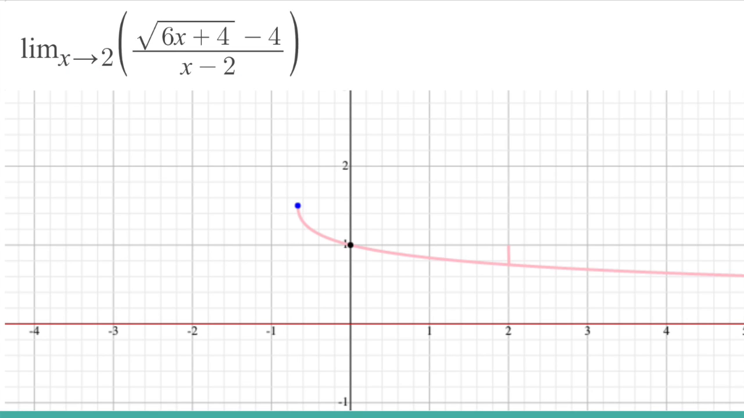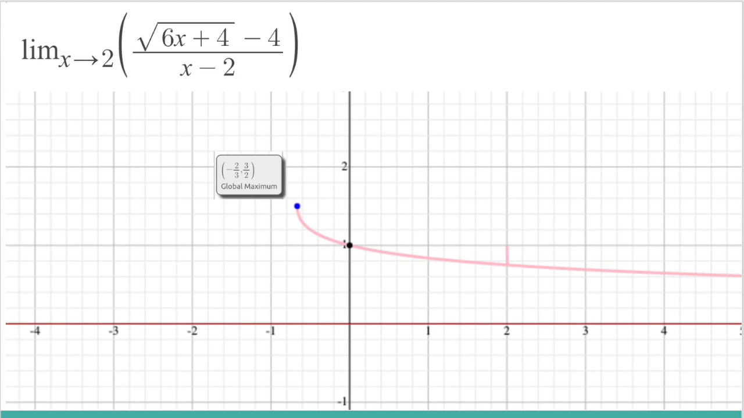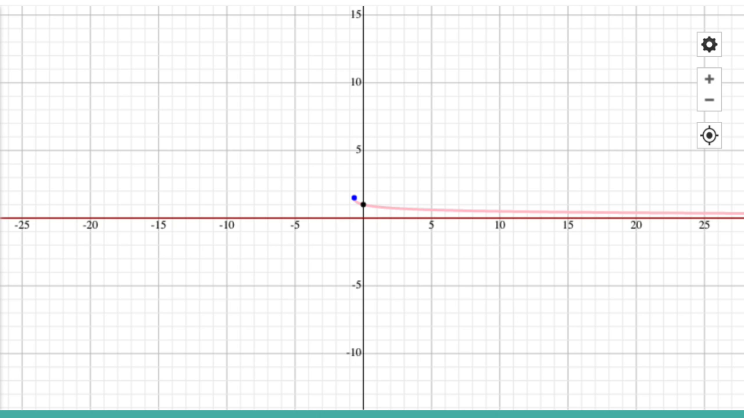When we graph the equation, it gives us a curve with a maximum point at negative 2/3, 3/2, a y-intercept at 1, and a horizontal asymptote at y equals 0.